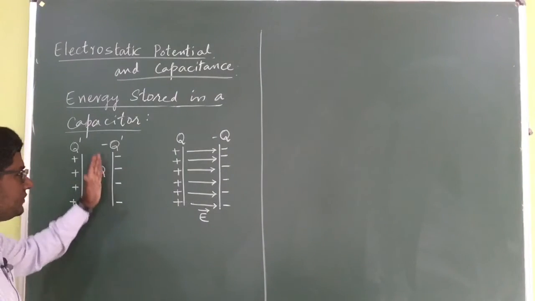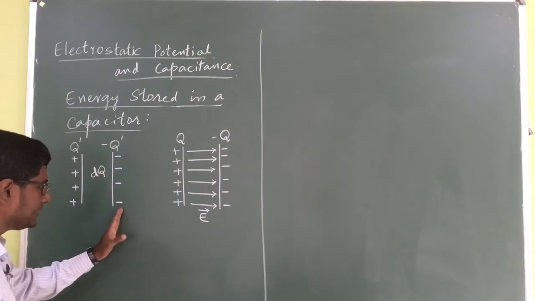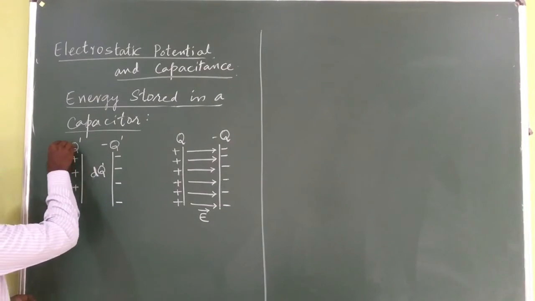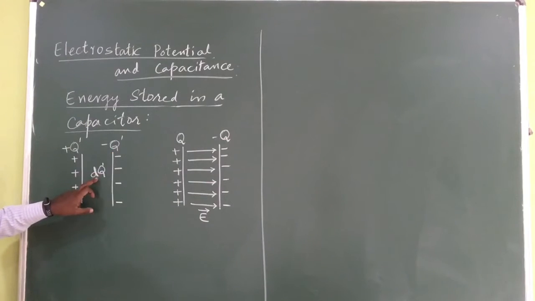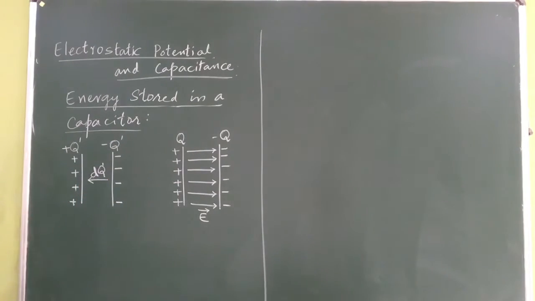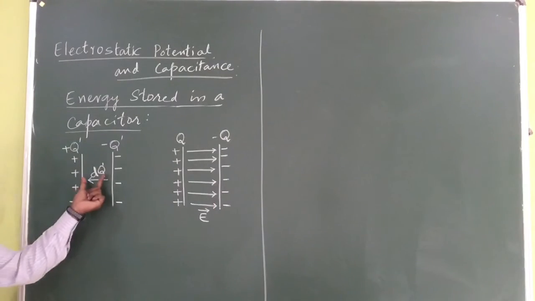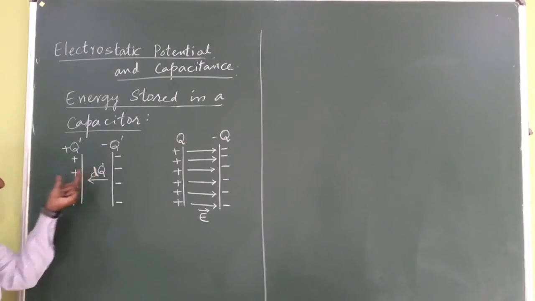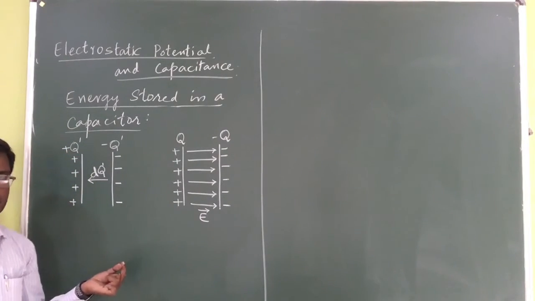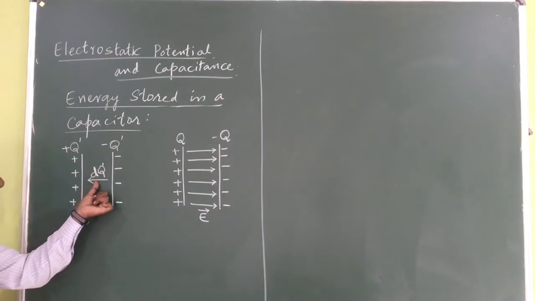We are removing the positive charges from this negative plate and giving them to the positive plate. For simplicity, let's keep the consistency. This is plus Q dash, this is minus Q dash, and this is dq dash, which is a small positive charge arriving from the negative plate and moving towards the positive plate. We are moving a small positive charge against the field, because as soon as this plate acquires some amount of positive charge, this plate is going to repel this dq dash, that small charge.